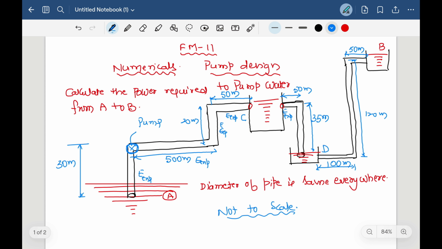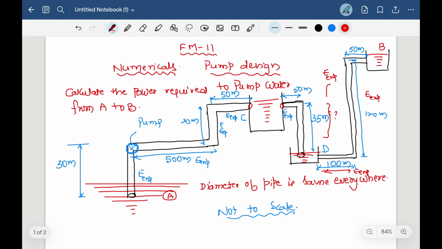Please think over. What happens? Is energy expended or does it fall by gravity? Please think over. Next, from here to here, energy is expended. Here to here, energy is expended.